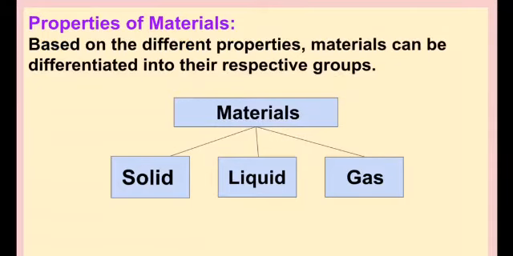Now if I talk about the properties of material, what is the meaning of properties? Properties means the qualities of the material. Based on the different properties, materials can be differentiated into their respective groups, and especially they are in three groups: solid, liquid and gas. As you know, any object is divided into three categories: solid, liquid or gas. It can be solid, it can be liquid, and it can be gas also.